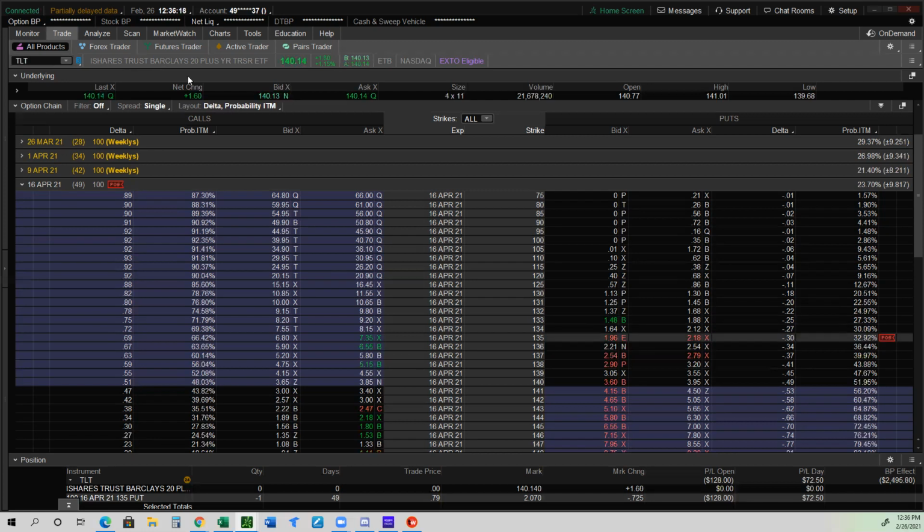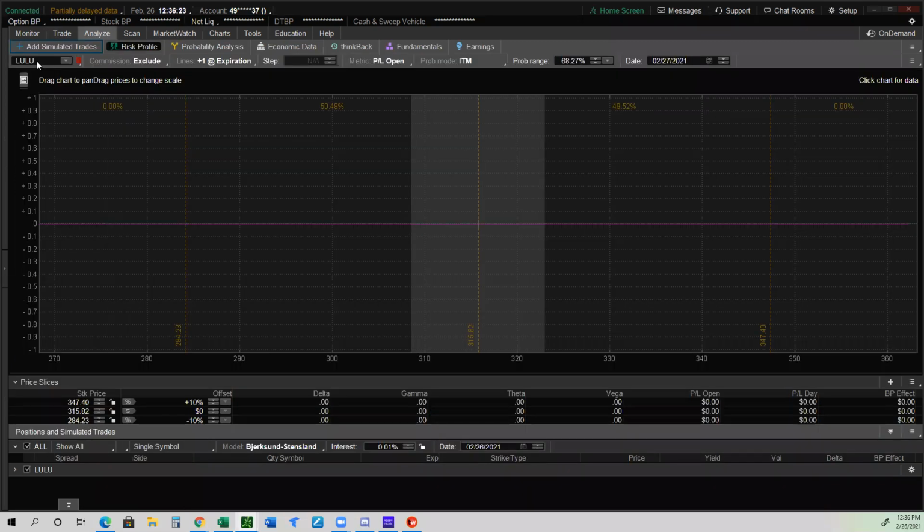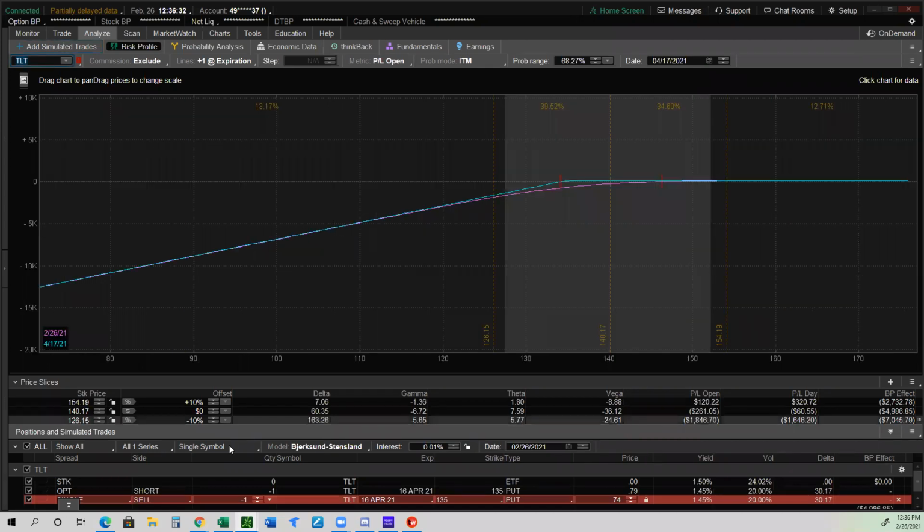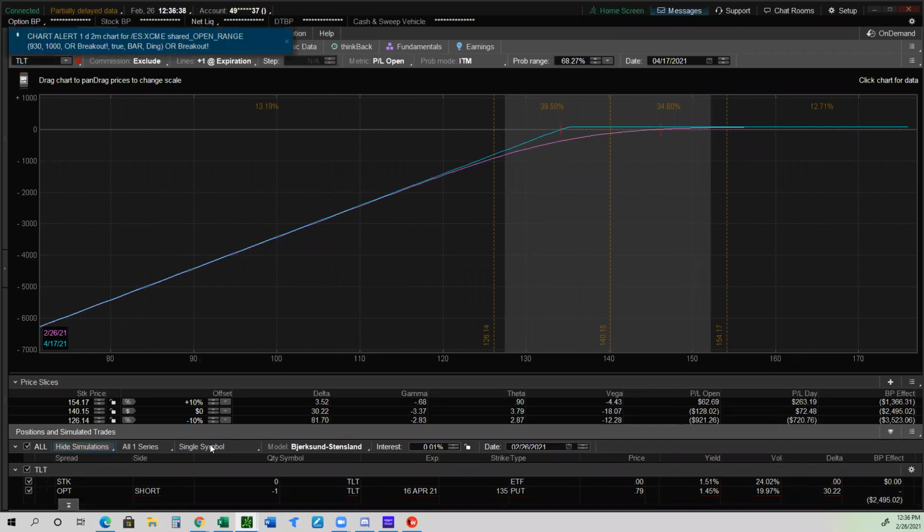So that looks perfectly fine. Let's go to the Analyze tab and let's look at TLT, baby. TLT. And if y'all have any questions about adjustments or anything or what I would do with an adjustment, please let me know. So I'm going to hide simulations, right? So single symbol, make sure it's on that. Let's make sure that we're looking at that. That's right. That's fine.